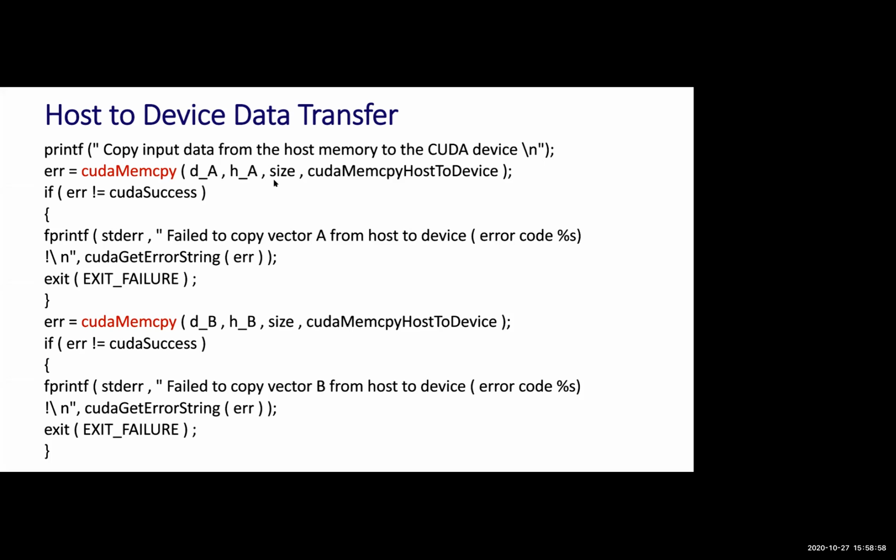You need to mention the size, how much you want to transfer. This is the same here. So this is B array and this is A array. You are transferring from CPU to the GPU.